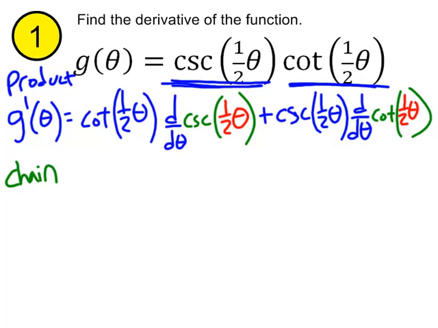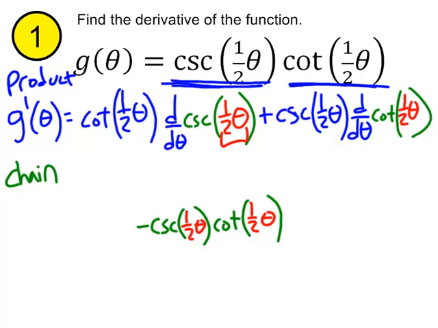That would be negative cosecant cotangent, right? So negative cosecant of blank, cotangent of blank. That's the derivative of just this cosecant right there. And let's plug in the 1/2 theta in both blanks. 1/2 theta, 1/2 theta. And then we need to multiply all of that times the derivative of that inner red function. So all of that gets multiplied by 1/2.